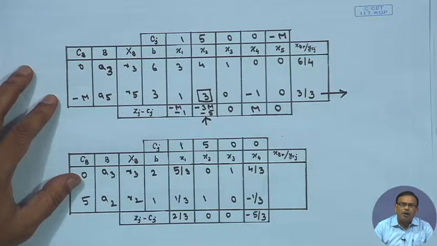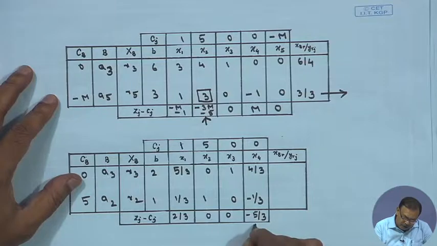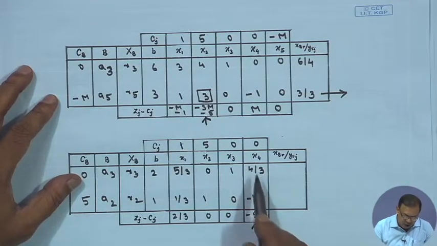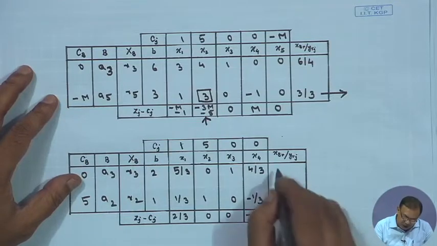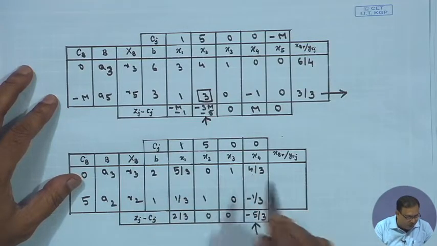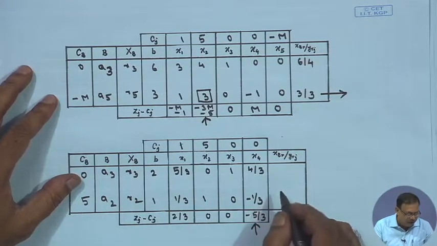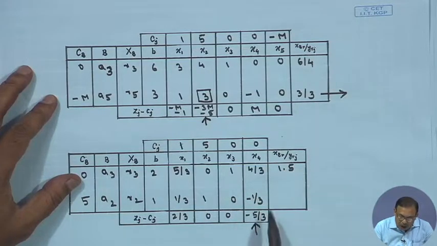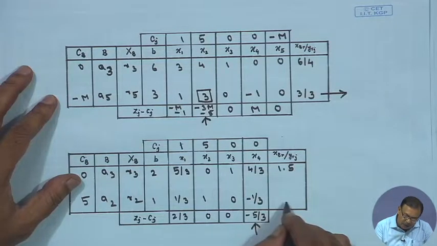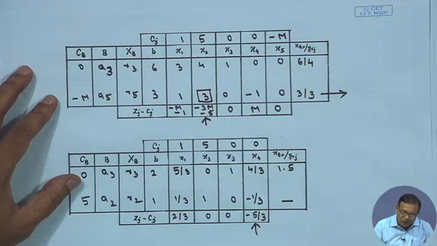Since all Z j minus C j are not greater than equals 0, therefore, I have to go for the next iteration. So, only negative is this, so this will be your entering vector. Corresponding to this, now I have to calculate the ratio. This will become 4 by 3 and this one 4 by 3 by 2. So, this will be 1.5. Here the ratio always must be non-negative. If it is negative, then we will not consider that particular ratio, because the ratio always must be greater than equals 0. Whenever we explained the mathematics behind the simplex method, we discussed this thing. So, once you have a negative ratio, we will not consider that.